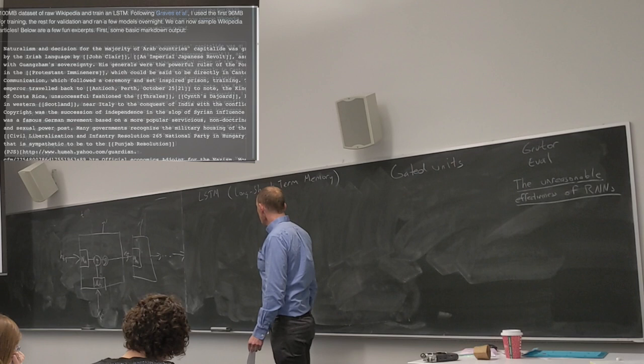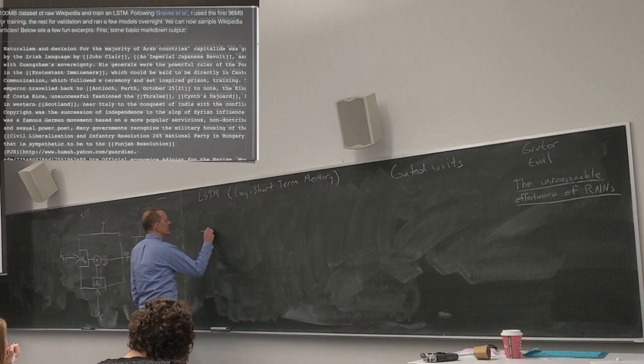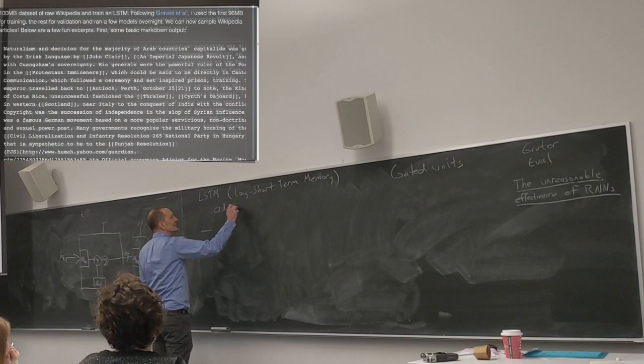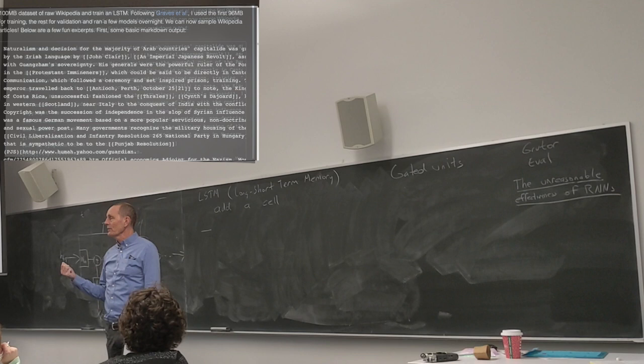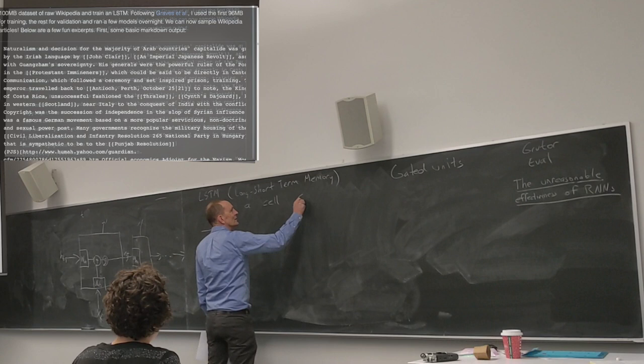So here's what we're going to do. We're going to add a cell. So we already have a hidden state, the H sub t, which is our hidden state at time t. Now we're going to add a cell, which we're going to call, let's say, C sub t. So in addition to H sub t, we have another value, C sub t.